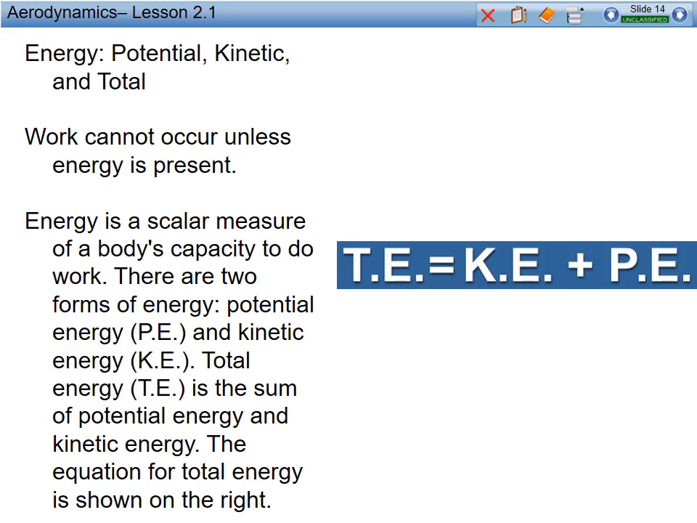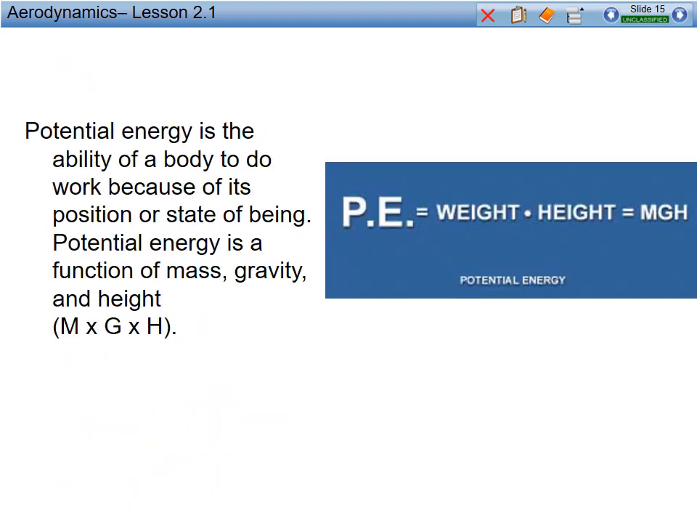Energy comes in two forms, kinetic energy and potential energy. It is a scalar measure of a body's capacity to do work. Total energy is simply the sum of kinetic energy plus potential energy. Potential energy is the ability of a body to do work because of its position or state of being. So looking at the equation, you have it equal to weight times height, or mass times gravity times height.